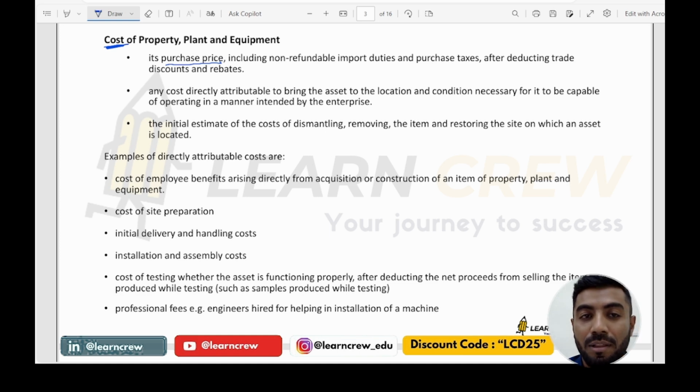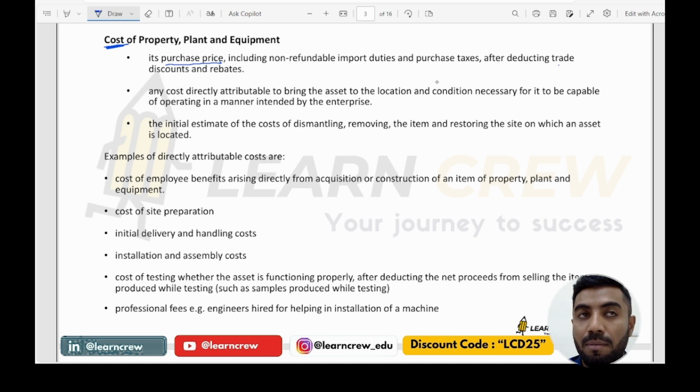Say, for example, if you're buying a property, in that case stamp duty will be added to the cost. And purchase tax, after deducting trade discount. Trade discount is to be reduced immediately. And rebates. Any cost directly attributable to bringing the asset to the location and condition necessary for it to be capable of operating in the manner intended by the enterprise.